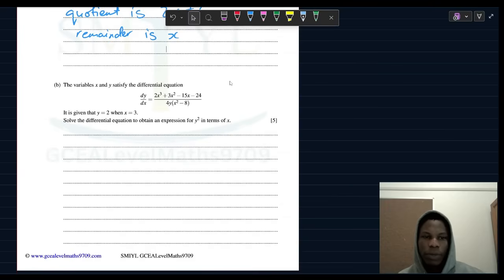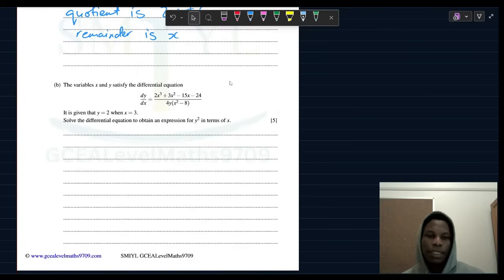Part B, the variables x and y satisfy the differential equation dy/dx is equal to 2x cubed plus 3x squared minus 15x minus 24 over 4y times x squared minus 8. It is given that y equals 2 when x equals 3. Solve the differential equation to obtain an expression for y squared in terms of x. All right, so we've got a differential equation.